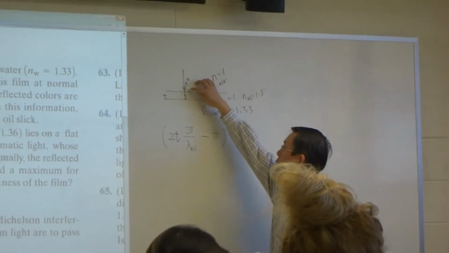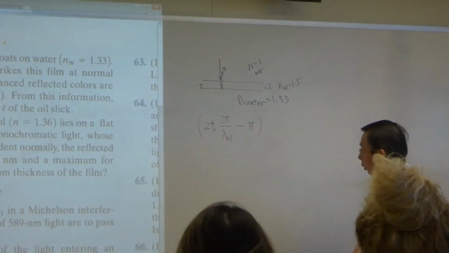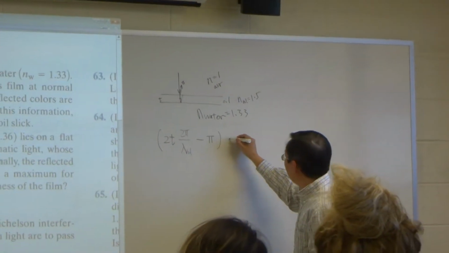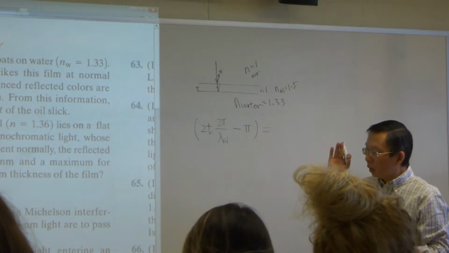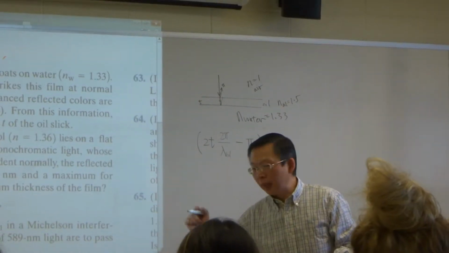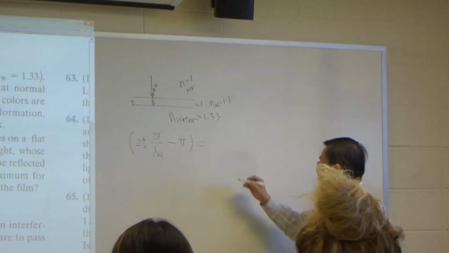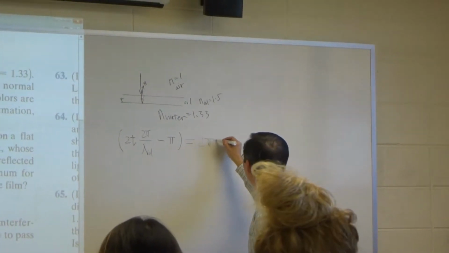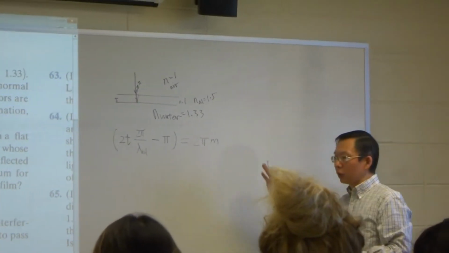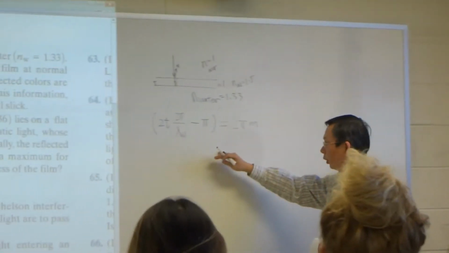Then they get to that point in the air. So that phase difference should be an integer multiple of 2 pi. Then you will get constructive interference: 2 pi times m. So this is the constructive condition. Okay?